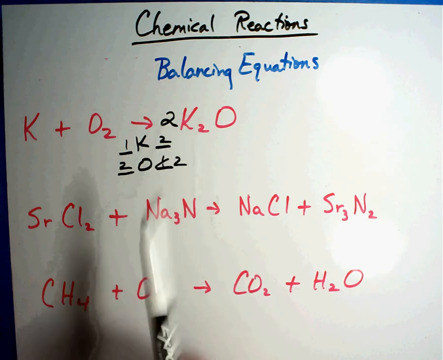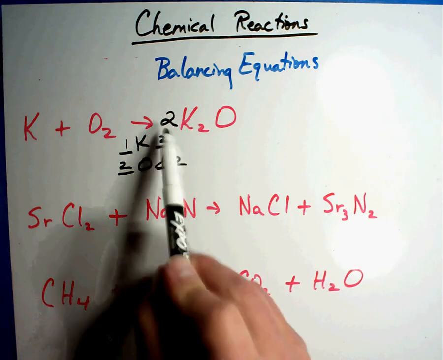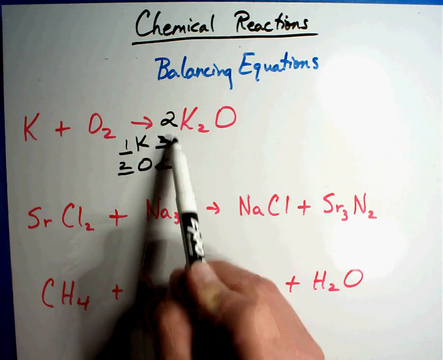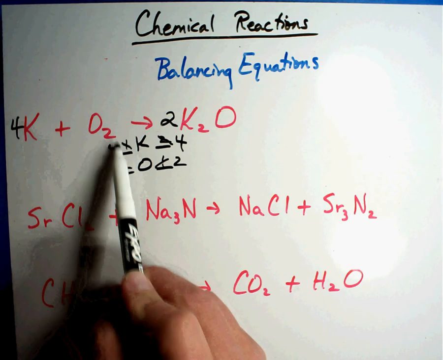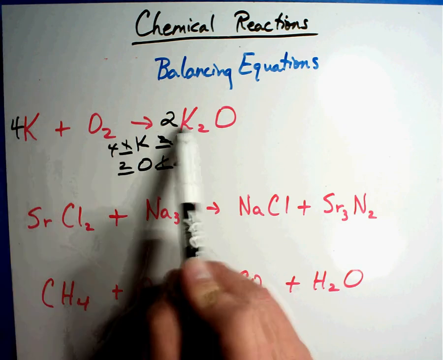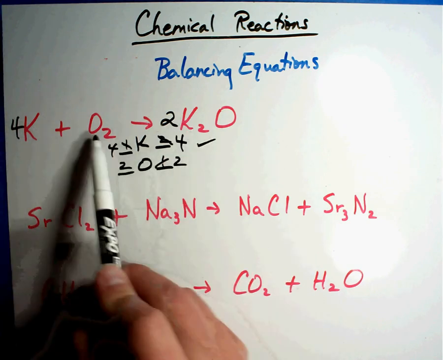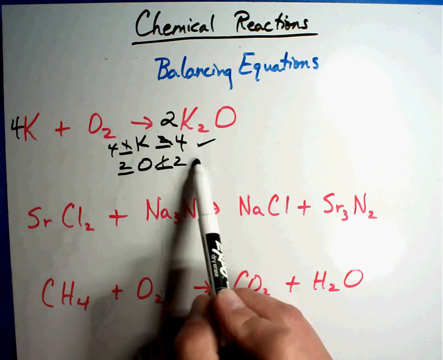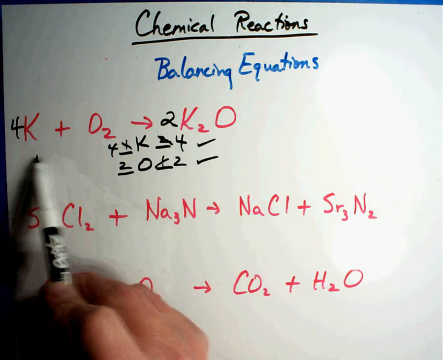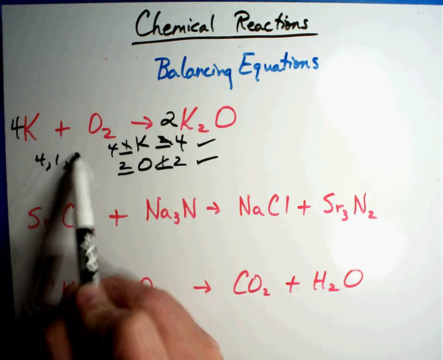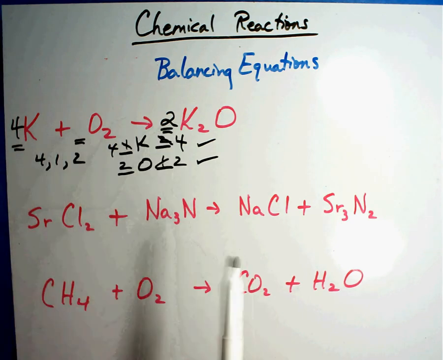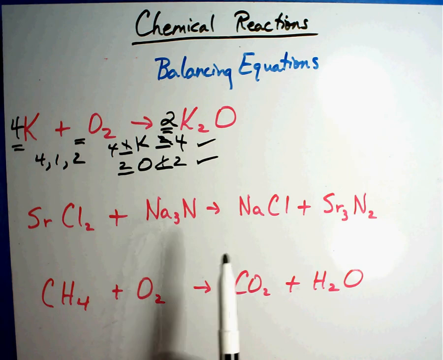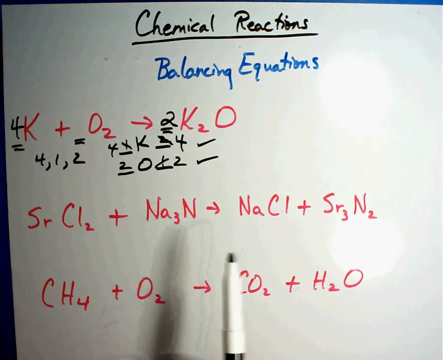2 times that 1 gives me 2. That just messed up my K's. That's a 4. So to fix that, I've got to put a 4 here. Let's check it. 4 K's, 4 K's. That's right. 2 O's and 2 O's. That's right. Your answer: 4, 1, 2. Remember, you don't write the ones. If you wrote it, it's not wrong, but typically it's going to be left blank.